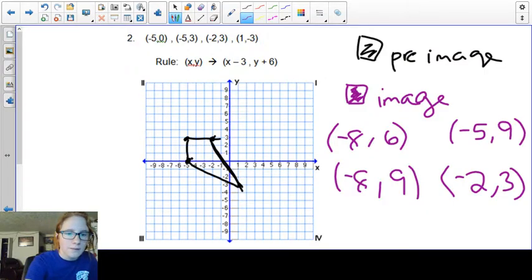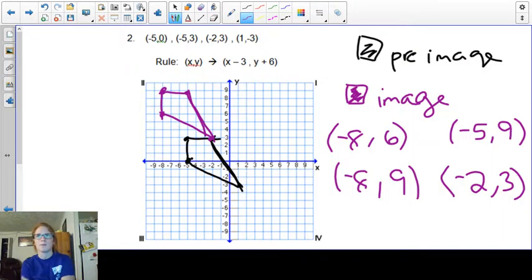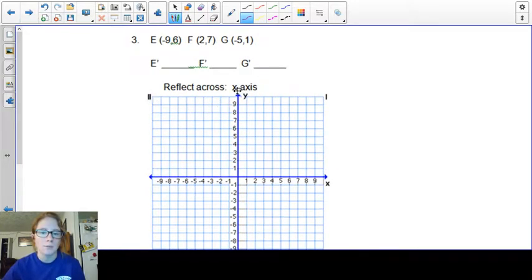So we're at -8, 6. Then -8, 9. Then -5, 9. And -2, 3. If you notice, my last point actually lies on the original. That's why we're doing the different colors or the shading method, however you want to do it, so that you can see which one's which, because they do hit each other. That's the second one. Our third one, we're going to reflect.